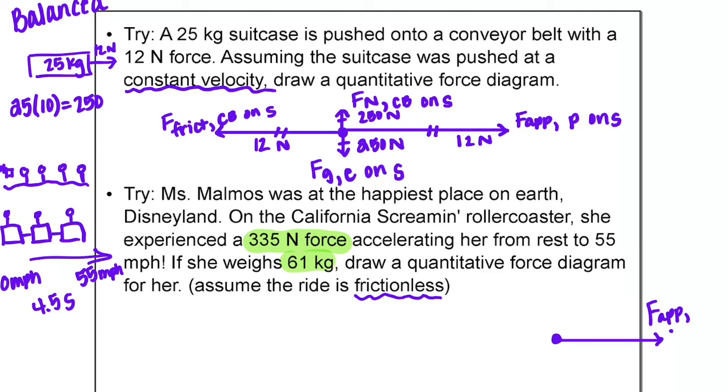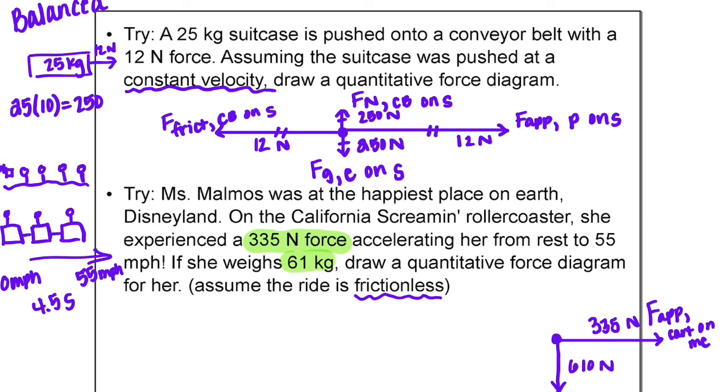So I'm just going to say this is the cart acting on me. You could say it was the seat. It doesn't really matter. But it's 335 newtons. Now, my mass, being 61 kilograms, is going to tell me what my force of gravity is. So my force of gravity is the earth acting on me, and 61 times 10 means it's a 610 newton force.